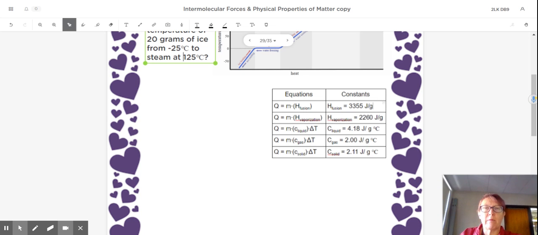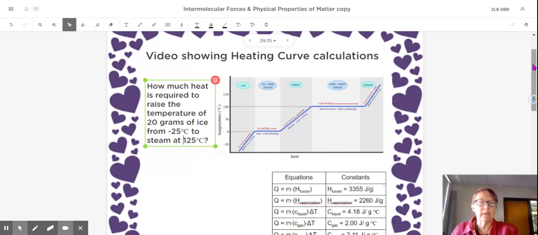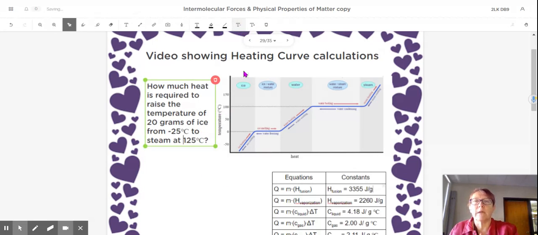I promised a couple of people that I would make a video showing how to do calculations using a heating curve. So I'm going to work through this problem. This is the longest problem you could probably have, because if you read the problem, you will see what happens.